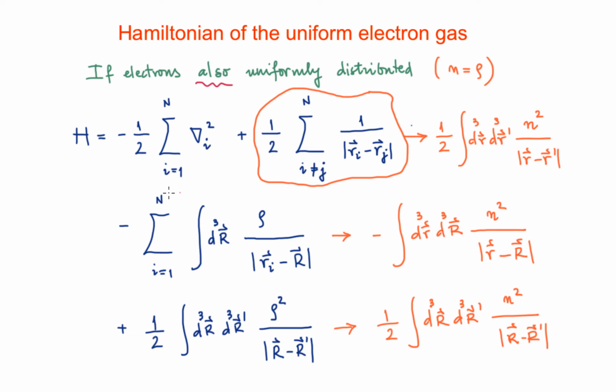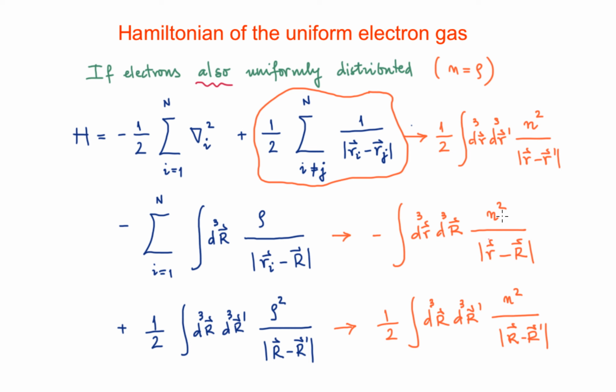Then again, this is the interaction between the electrons and the ions, and this summation, considering that the electrons are uniformly distributed, is going to be substituted with this integral over the position vector of the electrons times the electronic density. And considering that the ionic charge density and the electronic charge density are the same, we have another n squared here. And then again, we have the same interaction potential associated to this uniform positive background associated to the nuclei.